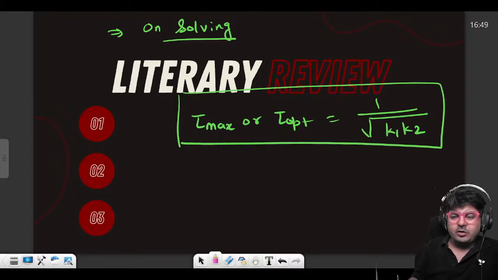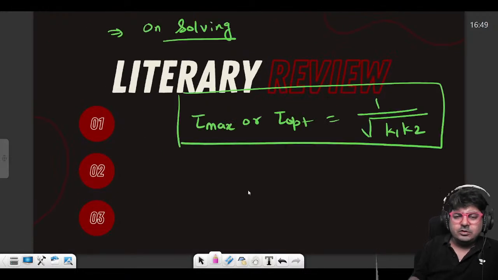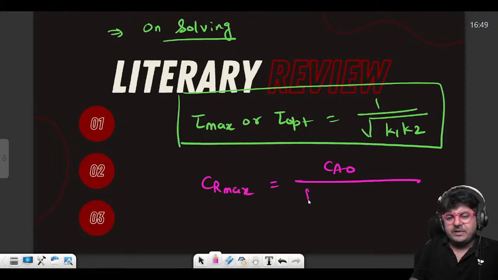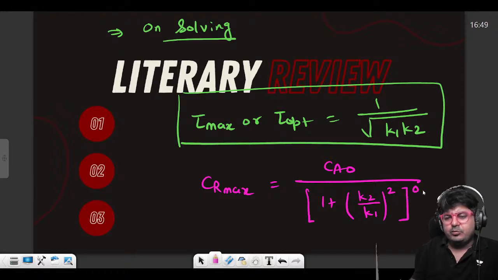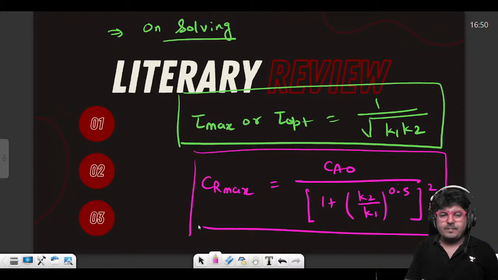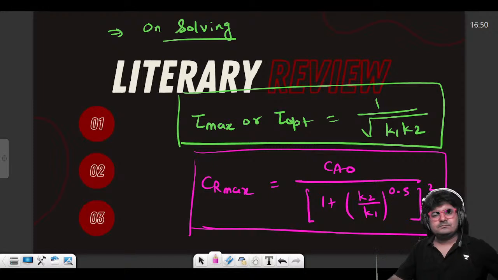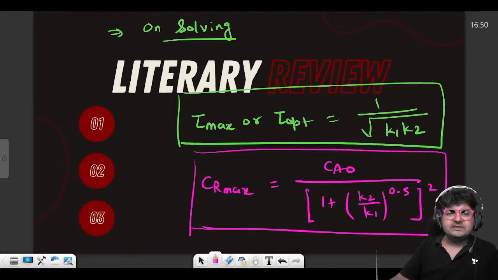And when you put this value of tau max in the equation of CR, so you will get CR max is equal to CA naught divided by 1 plus K2 by K1 whole square power 0.5. Sorry, power 0.5 whole square. Simple. So I hope these things are clear. That's how you can do the things.